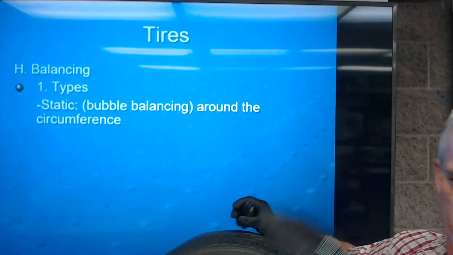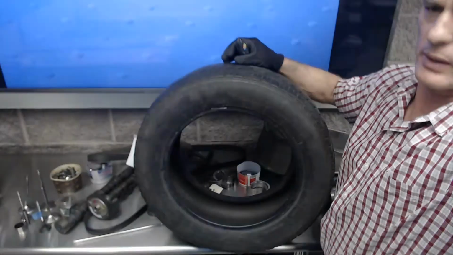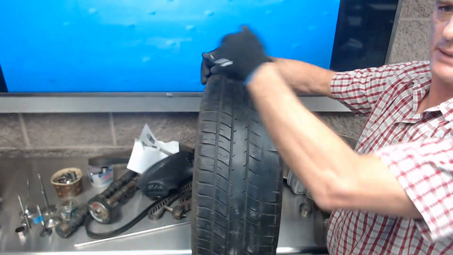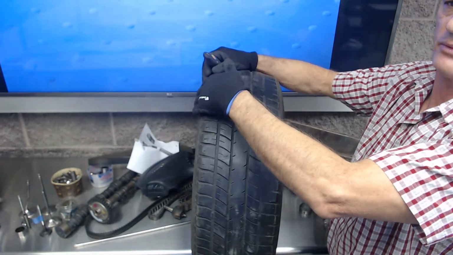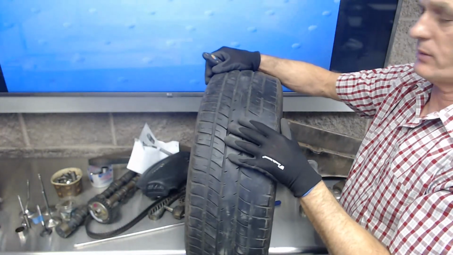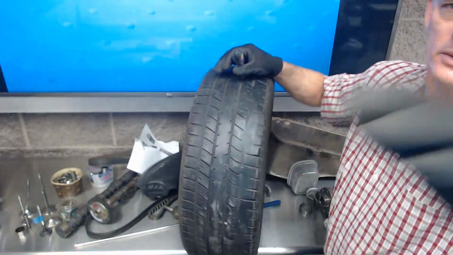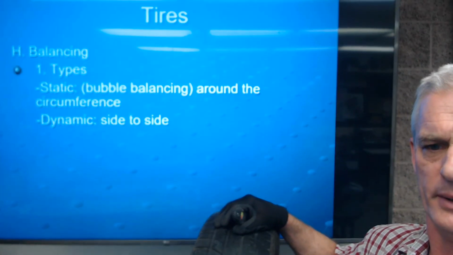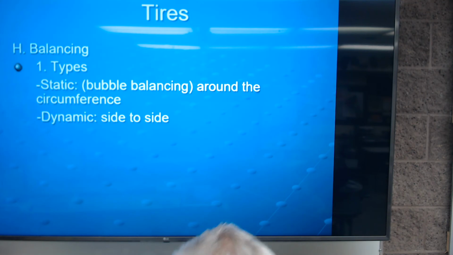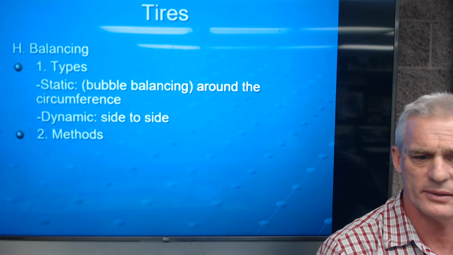The next one is what we call dynamic balancing, and dynamic balancing is side-to-side imbalance. So for example, is the tire heavy on this side and light on this side? If it's heavy over here and light over here, we're going to add weights over here to offset that, so this tire doesn't want to do this going down the road, and static balancing would cause it to go up and down going down the road. So our machine is going to balance out around the circumference, whether it's static balancing, as well as dynamic balancing side to side. And I'll be showing you a demonstration on that.